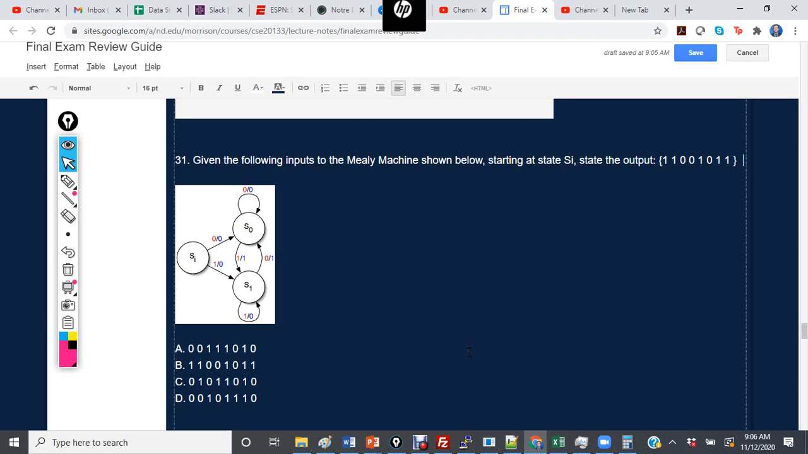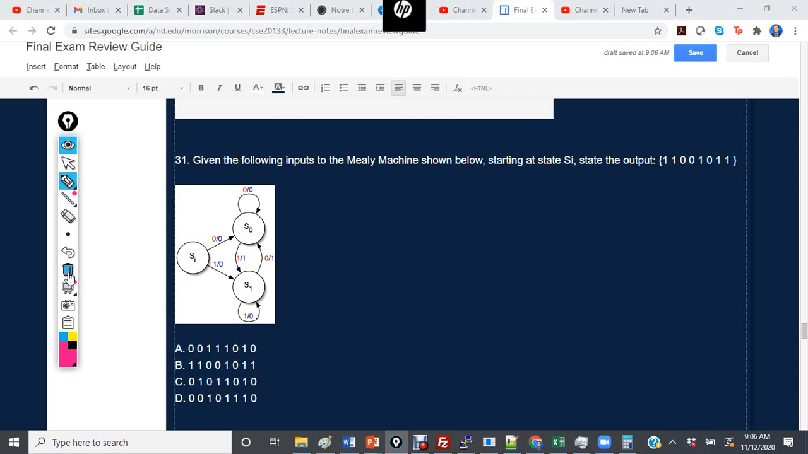Problem 31 states, given the following inputs to the Mealy machine shown below, starting at state SI, state the output. So these are our inputs here, and this is our Mealy machine on the left, and we start at S of I.